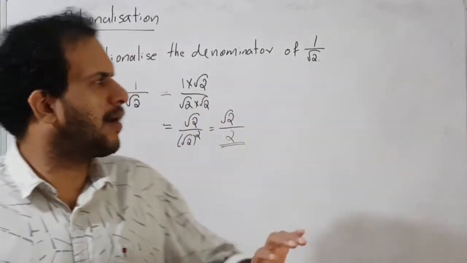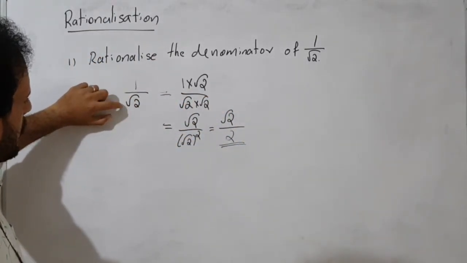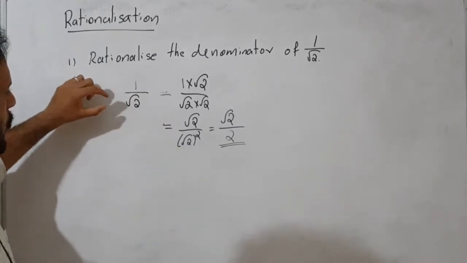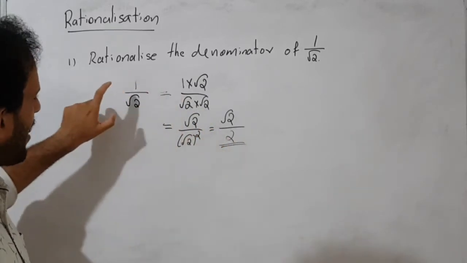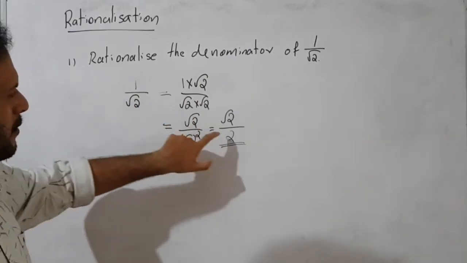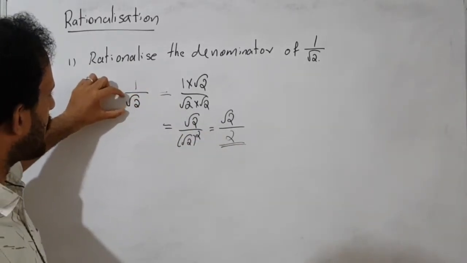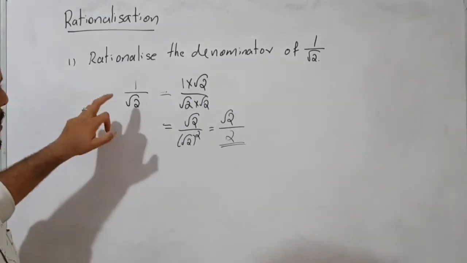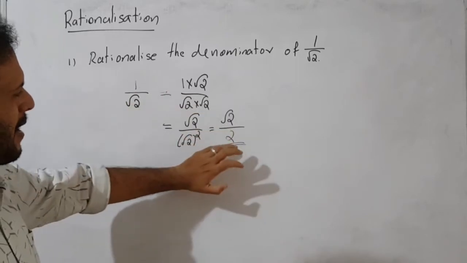That means we converted the irrational number in the denominator into a rational number. It is very clear. We rationalized the denominator, correct? That means we converted this irrational number into the form of a rational. The question was, what is the denominator? The denominator is root 2, which is an irrational number. Now we have made it a rational number.